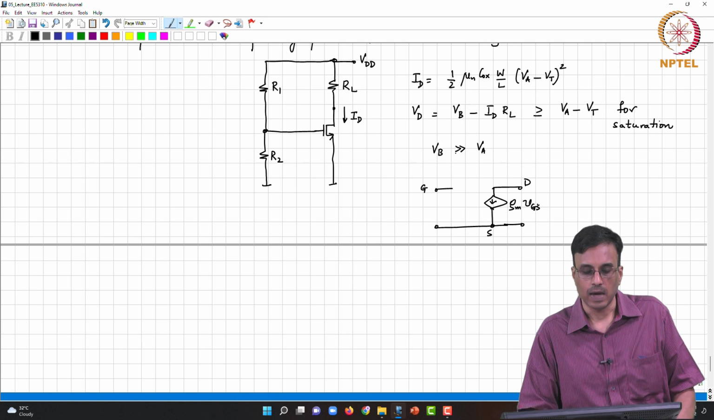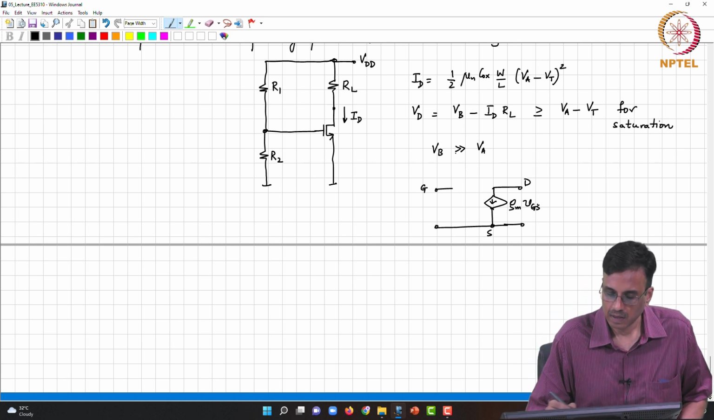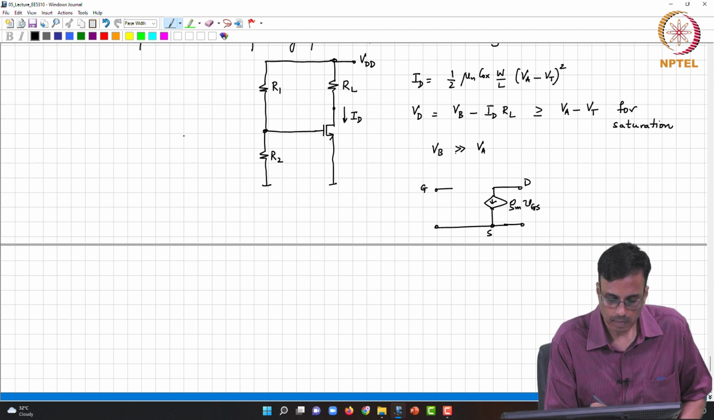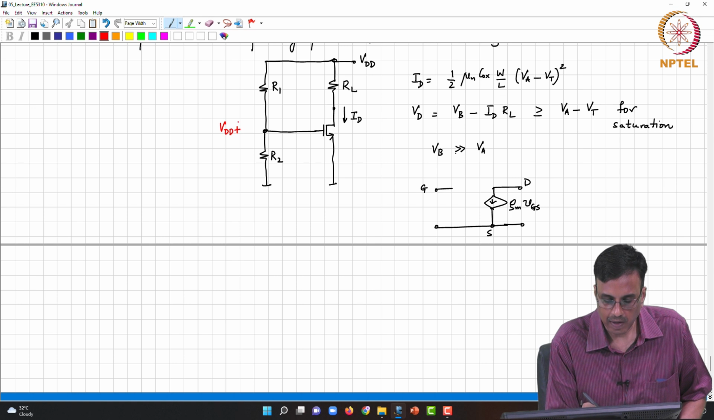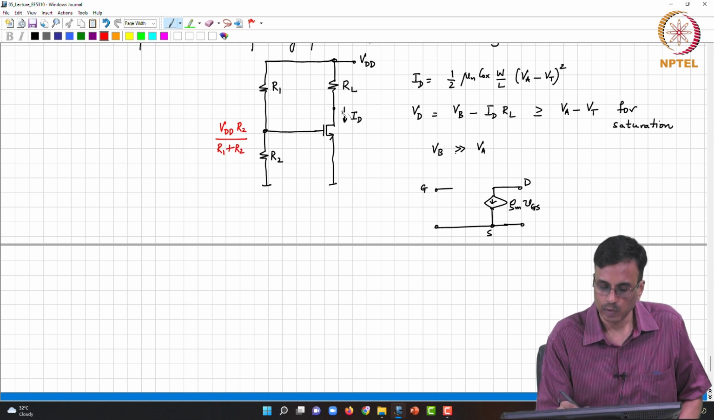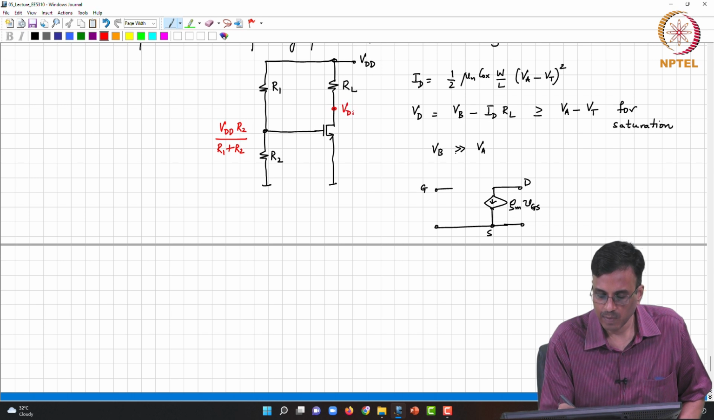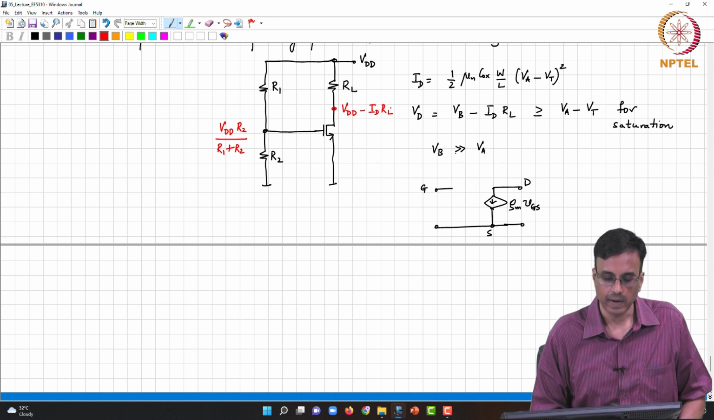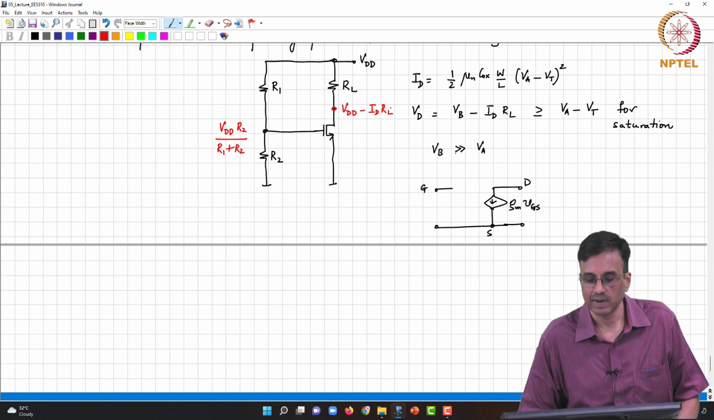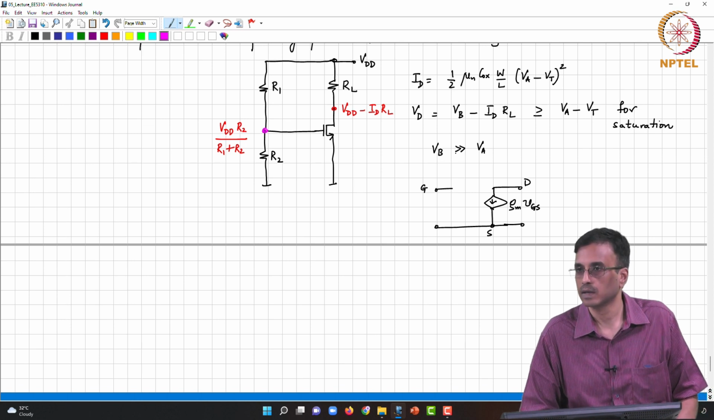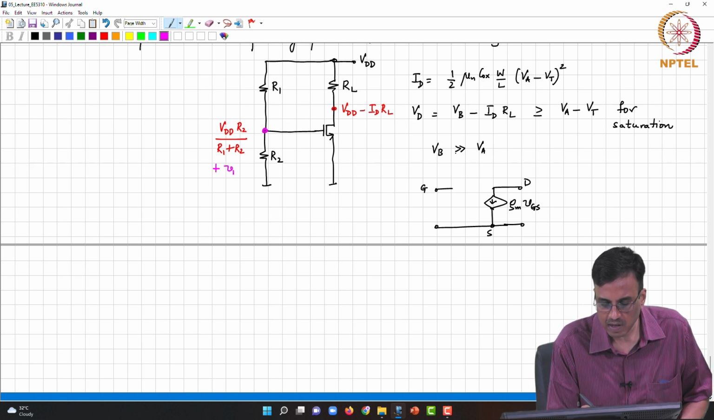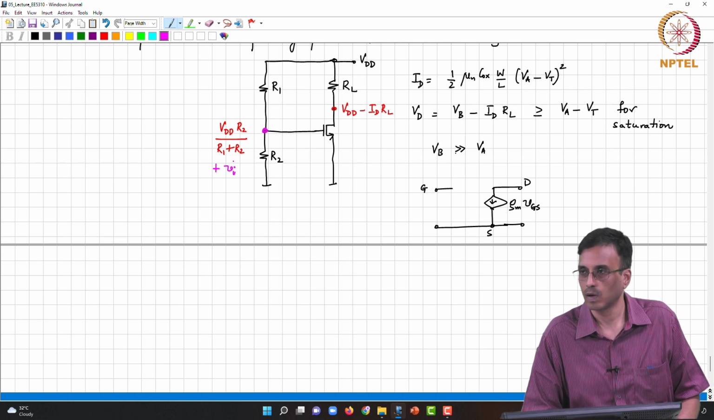Now, we need to add the source. The quiescent voltage at this node is VDD times R2 by R1 plus R2, and the quiescent voltage at that node is VDD minus capital ID times RL. Now, the transistor is all ready for action. If you want gain, what should be the incremental voltage at the gate? We want to make sure that the incremental voltage here is Vi somehow.